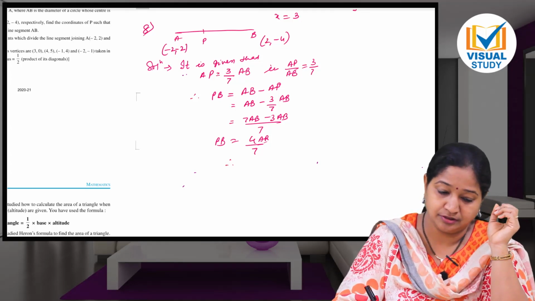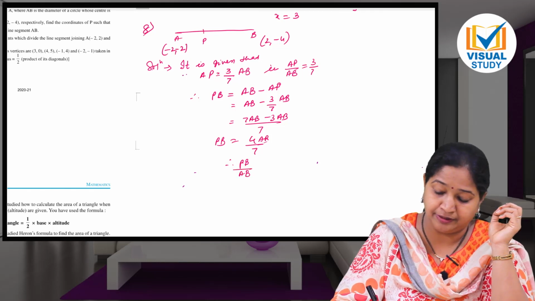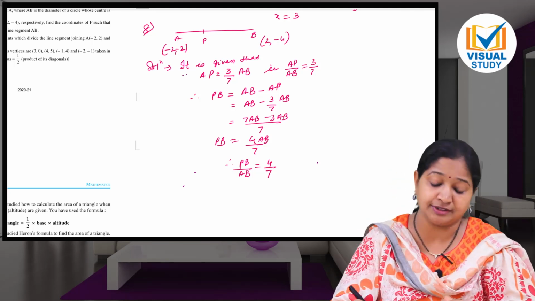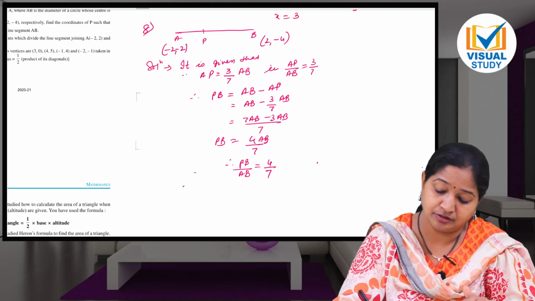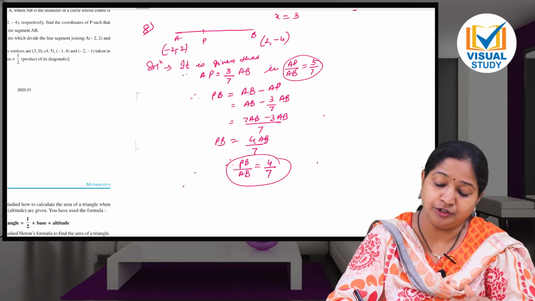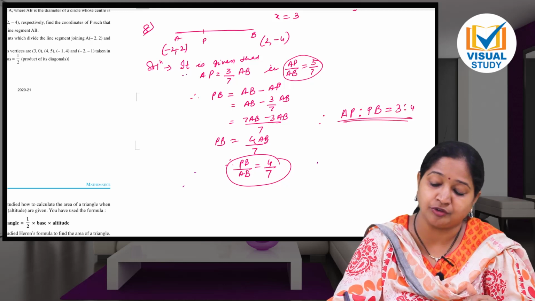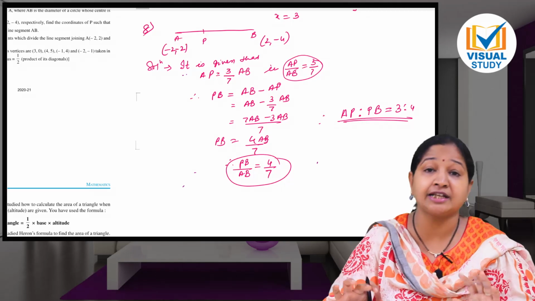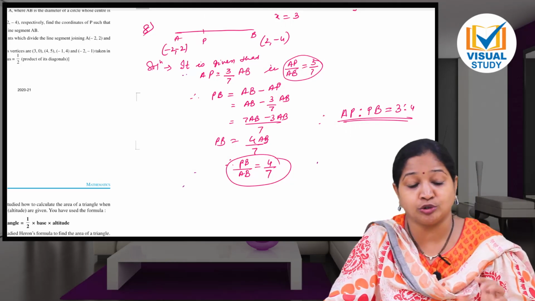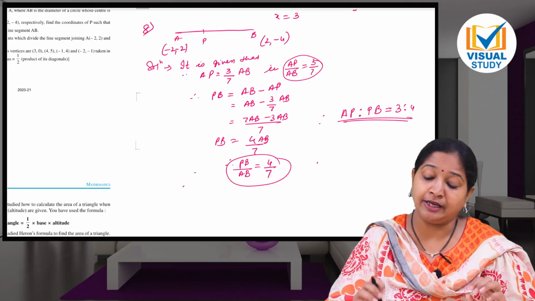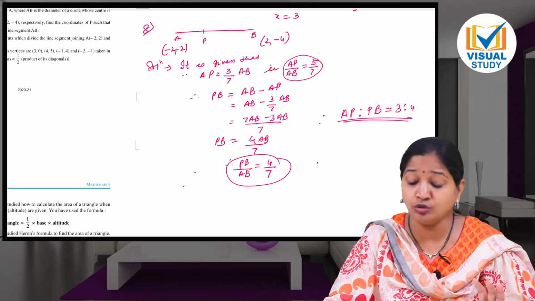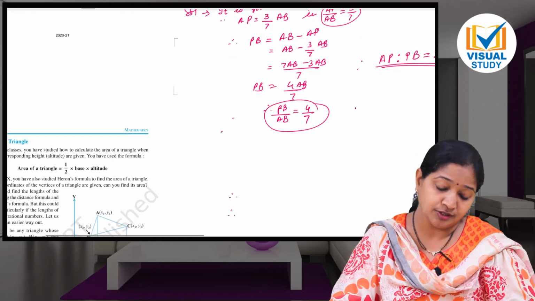Therefore, PB upon AB is equal to 4 upon 7. By comparing this and this, you get AP is to PB is equal to 3 is to 4. In this way, you got your ratio. As they have not given us the ratio, they have given us AP is equal to 3 upon 7 times AB. So AP is to BP is equal to 3 is to 4. Now you have got the ratio also.